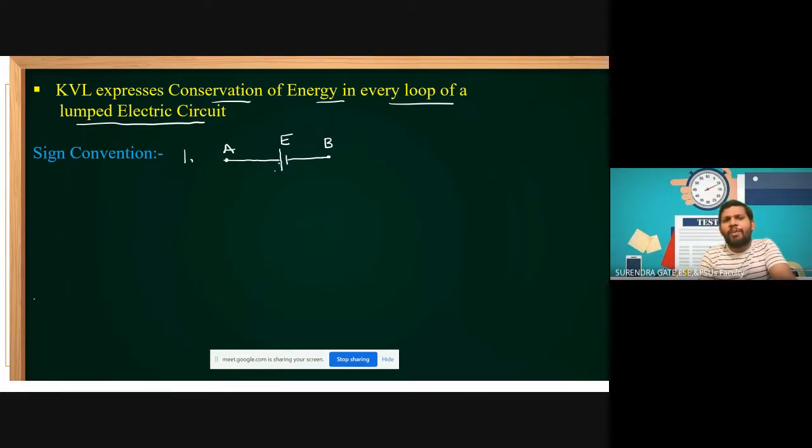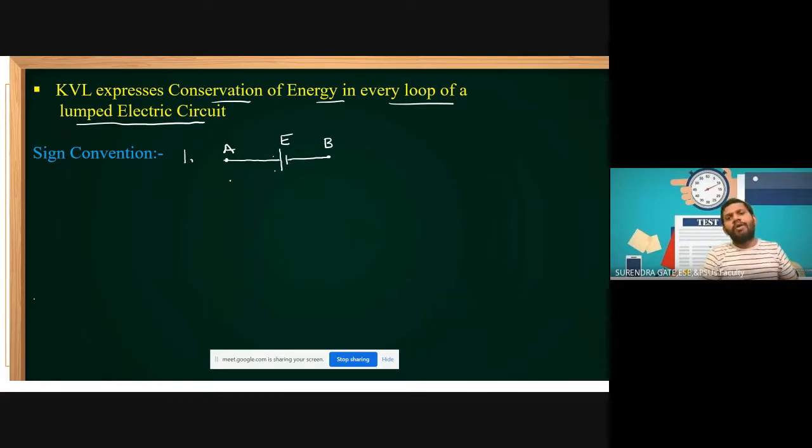Once we are moving from the positive plate to the negative plate, it is a drop. That means the voltage is falling, and voltage falling means you take the negative. Once we are moving from negative to positive, then what do you take, students? Voltage rise. Negative to positive means voltage rise, so you take the plus.